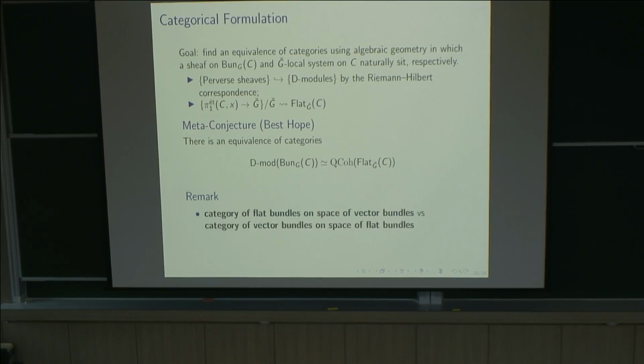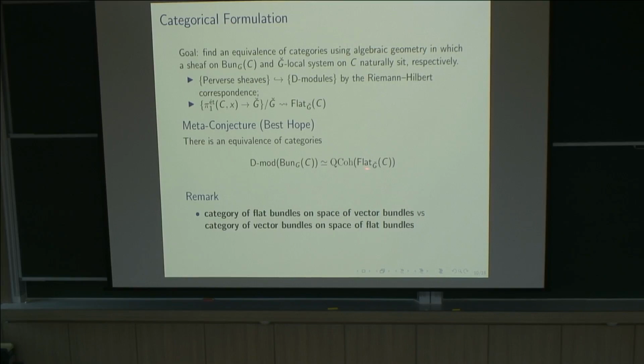Okay, so here is a mnemonic for the statement. On the left-hand side, Bun_G is just vector bundles, and a D-module, if you don't know what it is, is just kind of a vector bundle with a flat connection. So the left-hand side, you can just read as a category of flat bundles on the space of vector bundles.